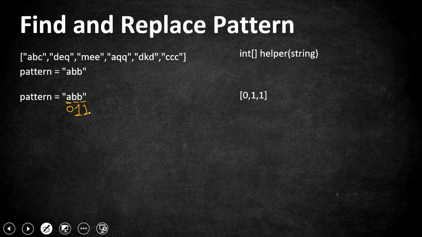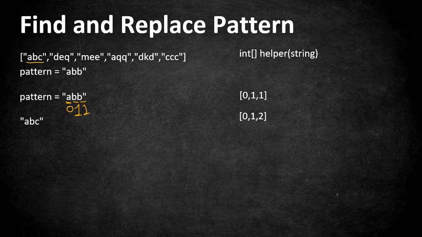So let's start iterating over the given words in the words array. The first word given here is ABC, and in ABC each character is different, so they all occur for the first time at their own position. So that array is going to become 0, 1, 2, as A occurred at the 0th index, B occurred at the first index, and C occurred at the second index.